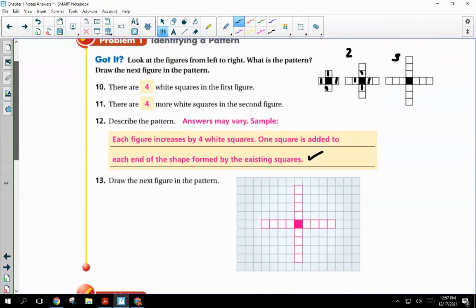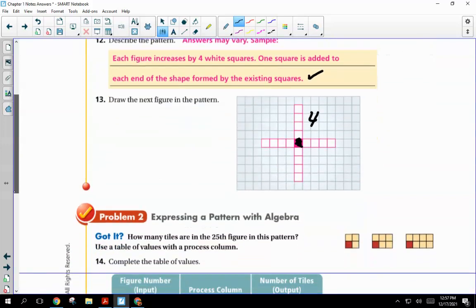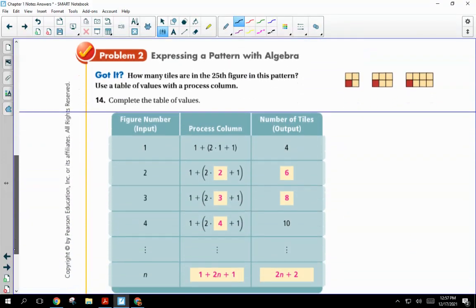So since the first one had 1, then we had 2, then we had 3, this next one's going to have 4. They have 4 white squares on each side of the original base black square. Just a pattern. Problem 2, expressing a pattern with algebra.